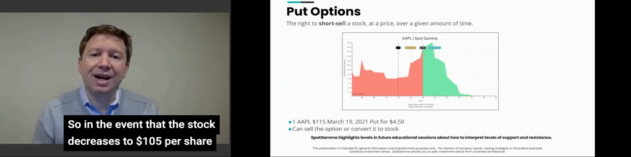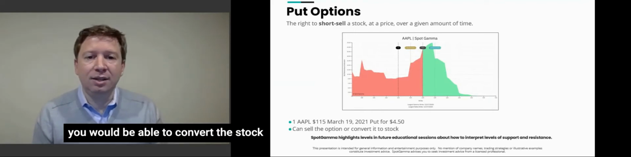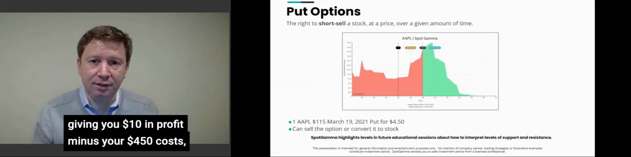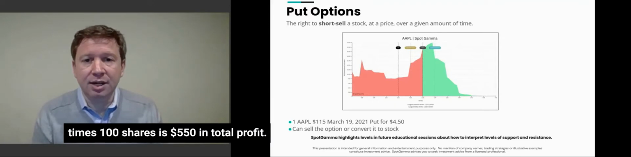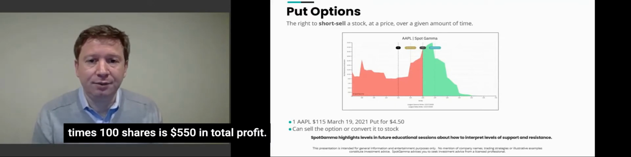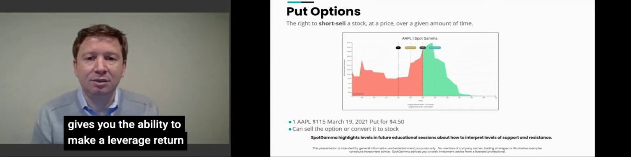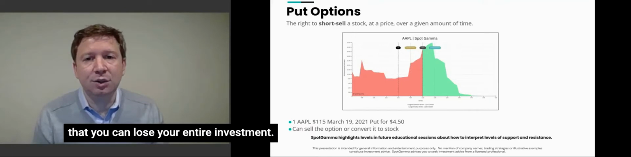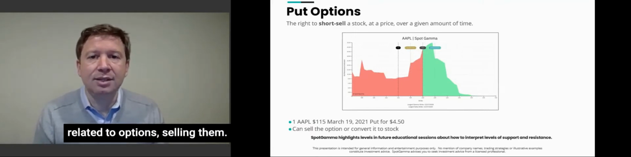So in the event that the stock decreases to $105 per share, you would be able to convert the stock, buy it back for $105, giving you $10 in profit, minus your $450 cost, gives you $5.50 of profit per share, times 100 shares is $550 in total profit. So in summary, buying a put option gives you the ability to make a leveraged return to the downside. However, it comes with the risk that you can lose your entire investment. We will now discuss one more topic related to options, selling them.